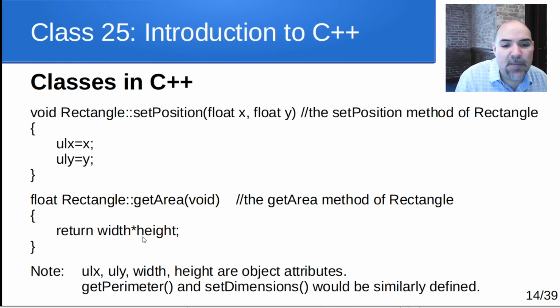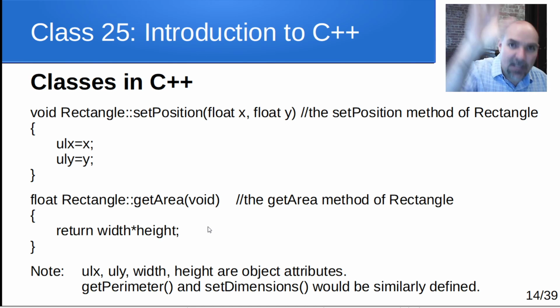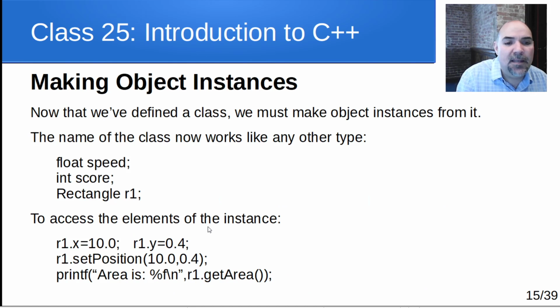Those get accessed automatically. And then you'll notice that we would write the code for get perimeter and set dimensions similar to the way we did these. So once we have all 4 of those done, we would now have both the class definition and the implementation code for all of the methods of that class done. And now we would be complete.